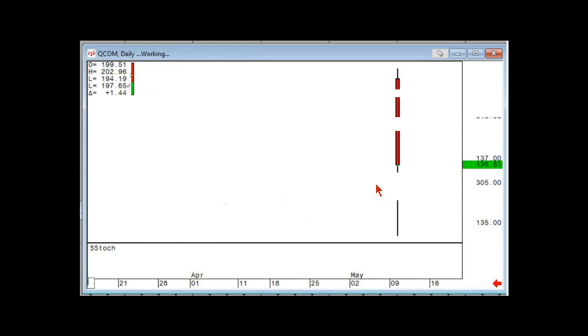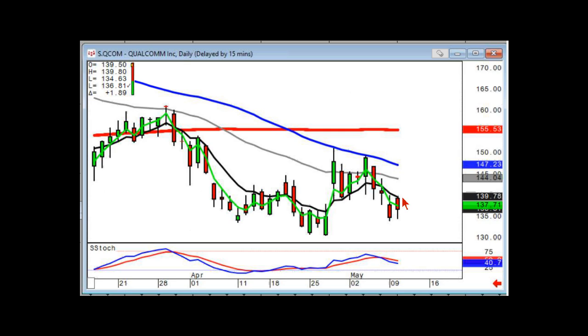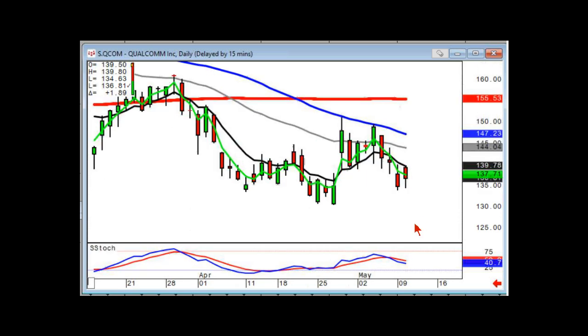QCOM. That's not a chart that I'd probably want to be long or short. If I was short, use today's open as your stop. It shouldn't come back up there. It wouldn't be a buy. It would just be a junky chart at that point.